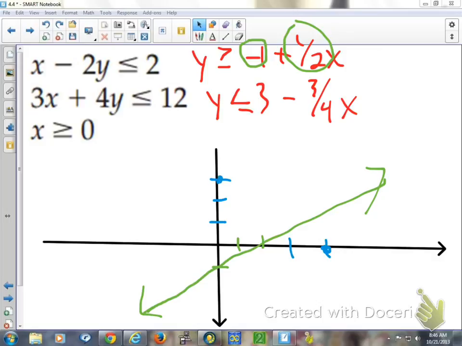I don't know what I'm doing. Graph those lines right there. Is this a dotted line? No. They've got equals.